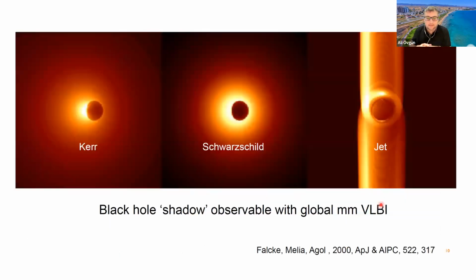And after that, this picture, as you see, was done in the 2000s as a prediction of the black hole image, suggesting that it should be possible to observe a black hole using a global network of telescopes at millimeter waves, by Falcke and Melia.